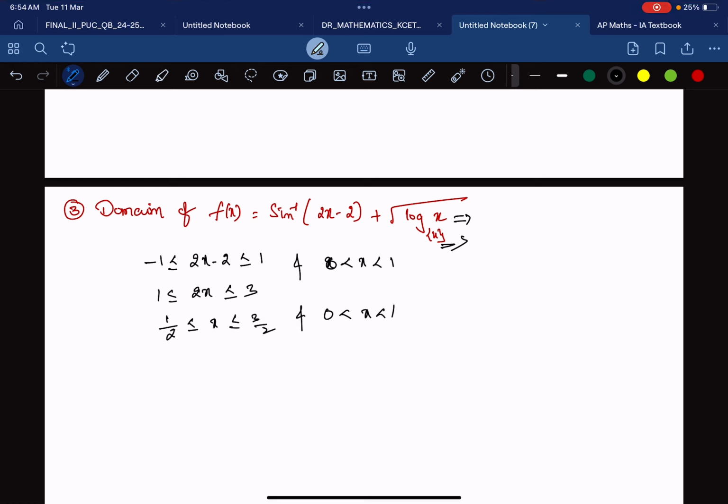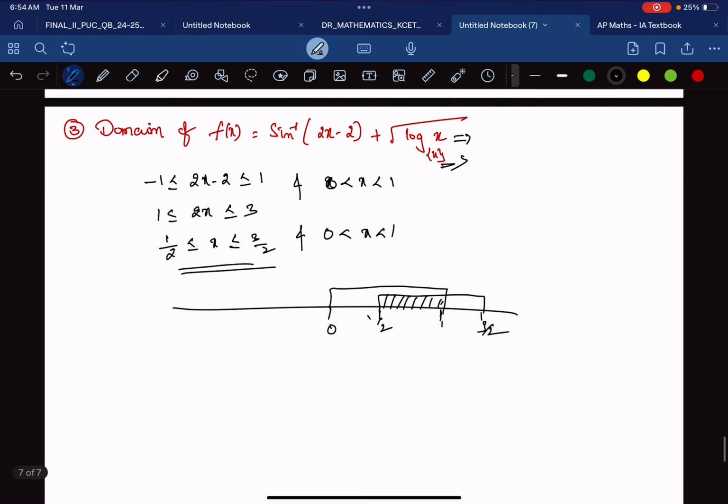So now take that by using the graph of this function, we get 0, 1 by 2, 1, 3 by 2. In the first case, it lies between 0 to 3 by 2, and the second case is 0 to 1 open. So the common region is the domain of f, which is equal to 1 by 2 closed interval comma 1 open. We'll see one more example for this.